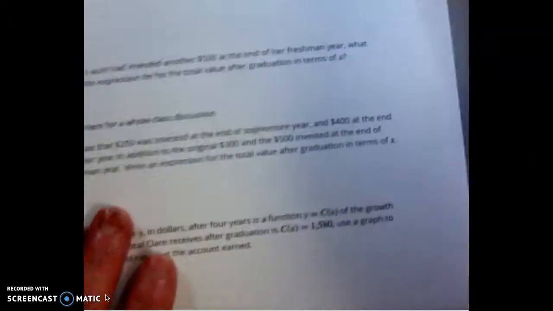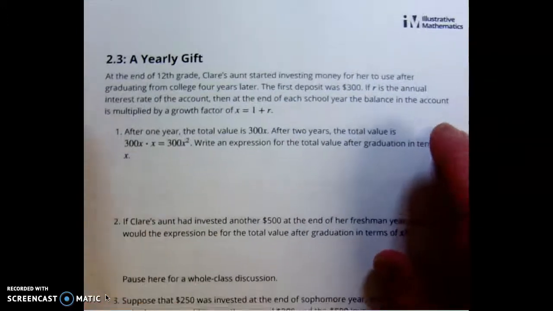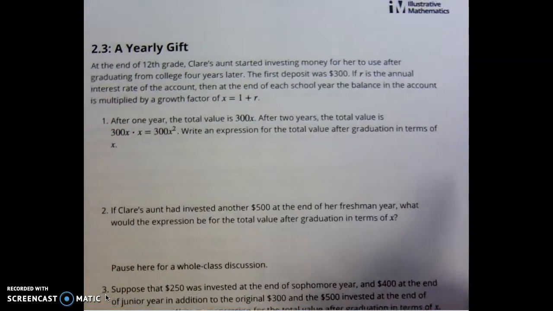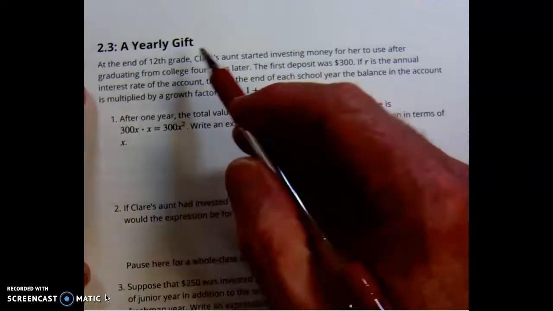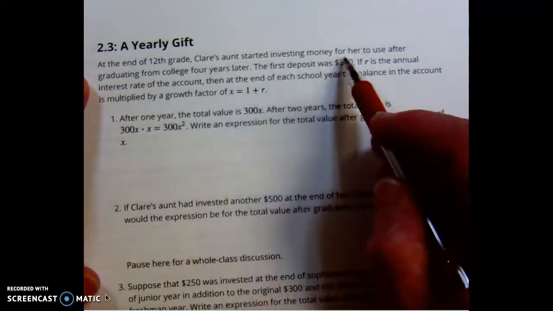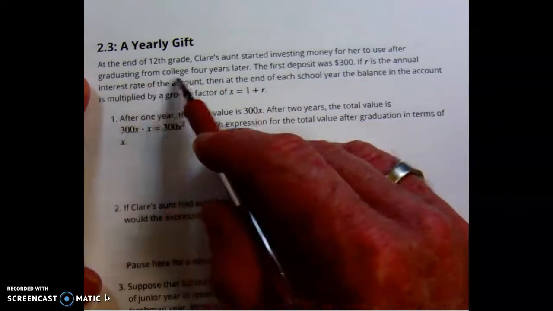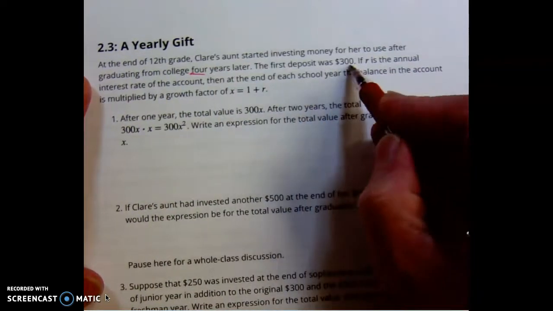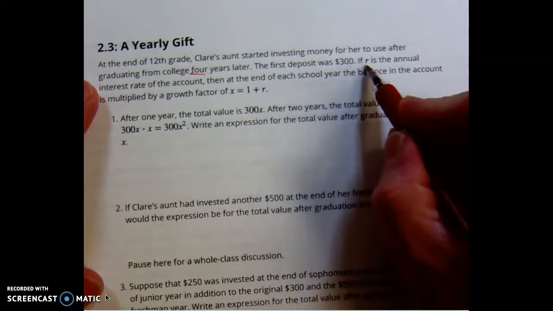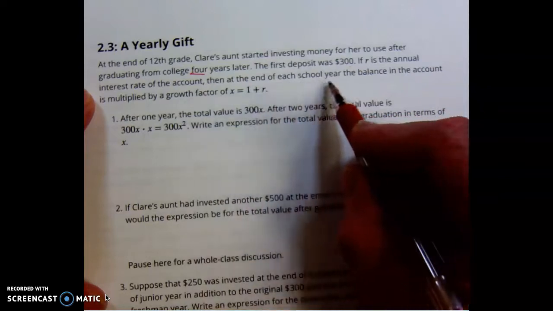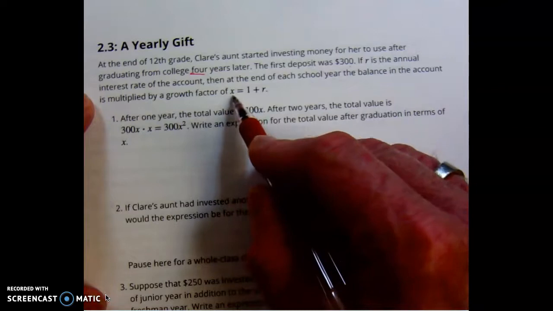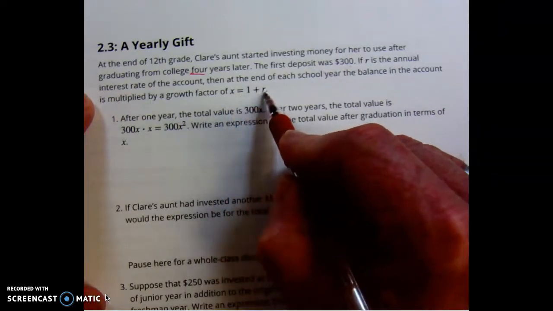All right, so this next part, we're going to start talking about some interest rates here for a minute. Okay. It says, at the end of 12th grade, Claire's aunt started investing money for her to use after graduating from college 4 years later. The first deposit was $300. If R is the annual interest rate of the account, then the end of each school year, the balance in the account is multiplied by a growth factor of X, which equals 1 plus R.